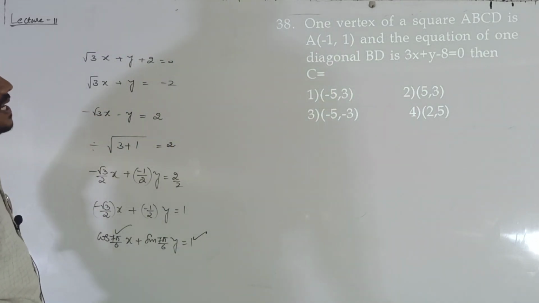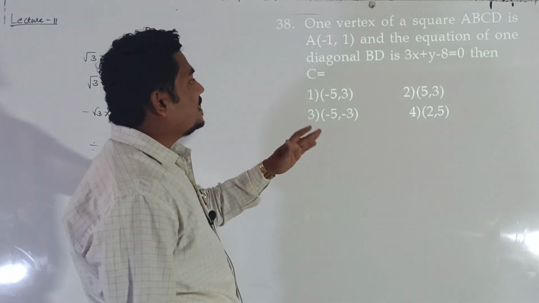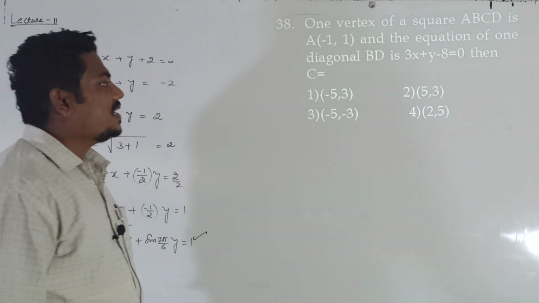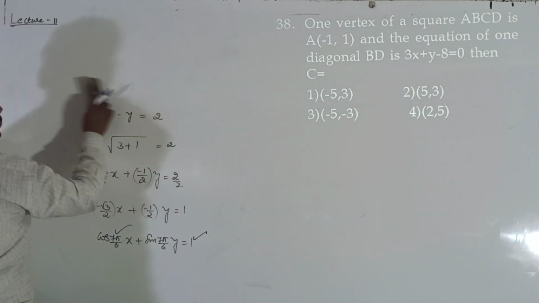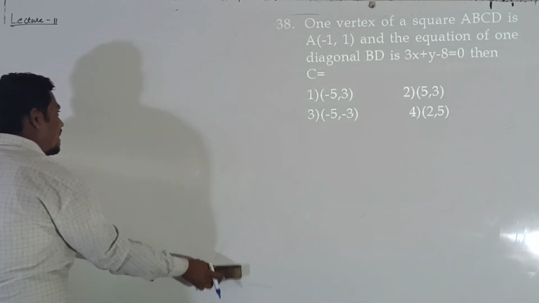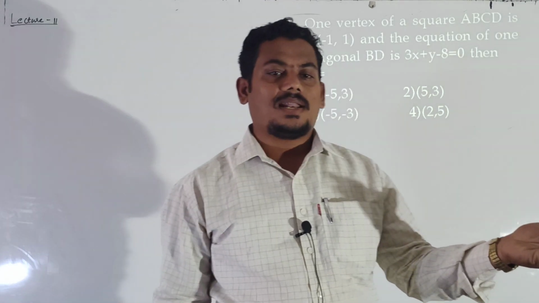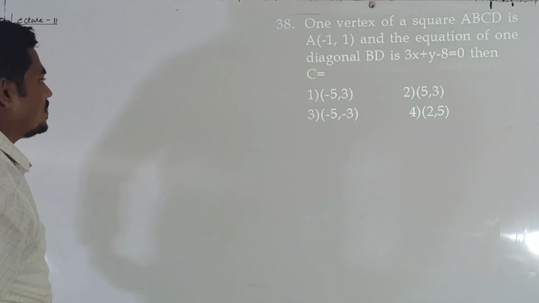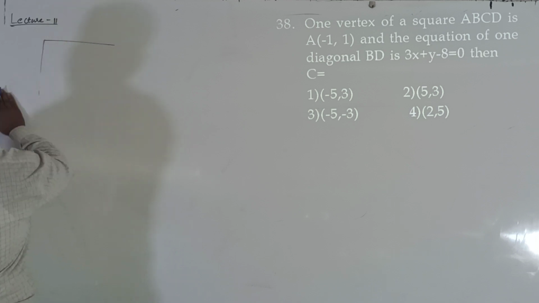Next question. One vertex of a square ABCD is minus 1 comma 1 and the equation of one of the diagonals BD is 3x plus y minus 8 equal to 0, then vertex C is, right? Just look at the question. One vertex they have given and one of the diagonals. Equation of one of the diagonals of a square is 3x plus y minus 8 equal to 0. I will take one square.